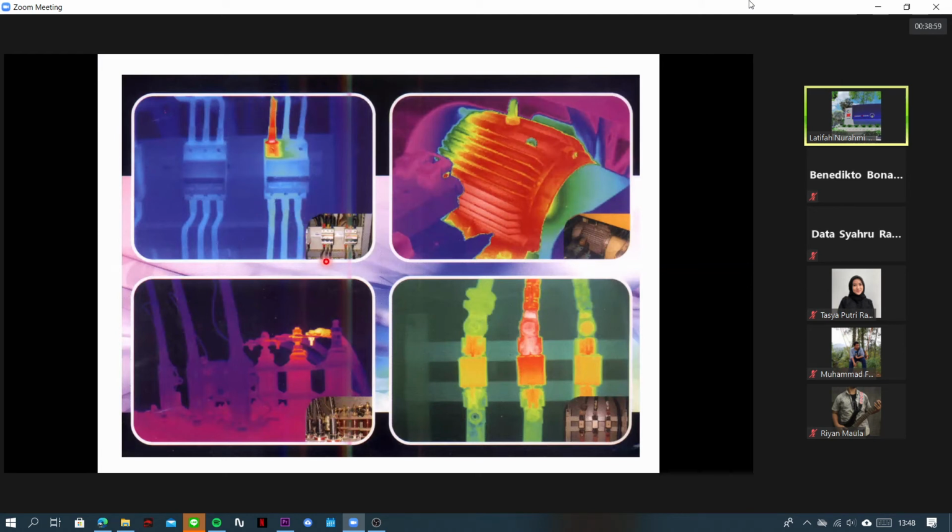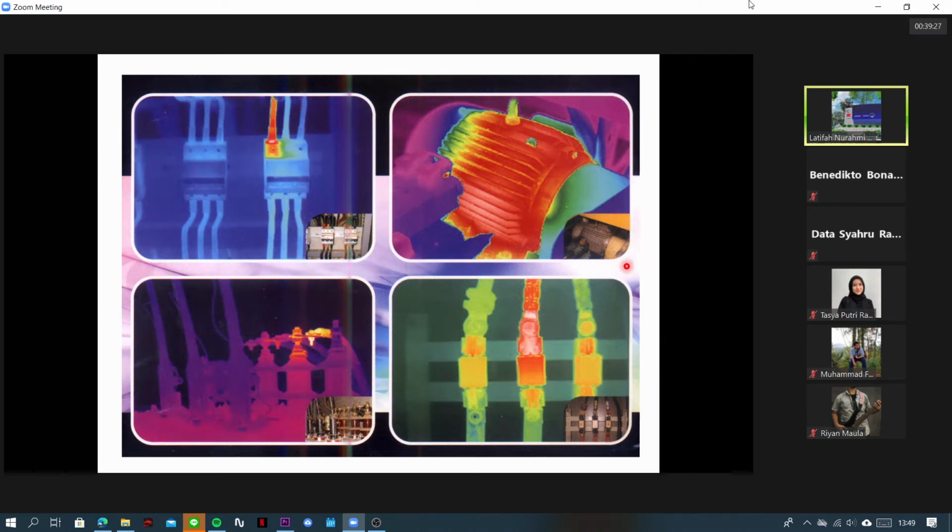Let's take a look at the left upper figure first. From among the 6 wires installation, the third wire here is quite high. The temperature is quite high, so we may need to replace it. The same here.